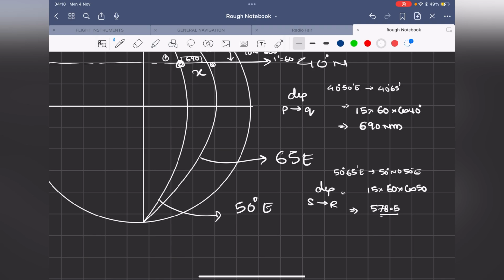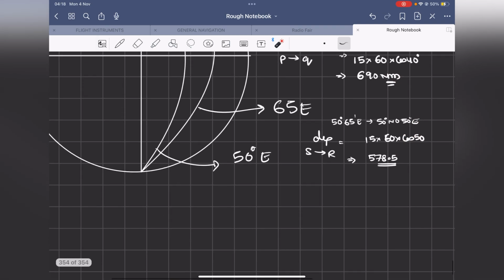578.5. Now because vertically they both are going to travel 600, right? The difference is only going to come because of the horizontal legs. So how much is the difference between these two legs? The difference between these two legs is of 111.49 nautical miles, right? That is the difference between the two legs.